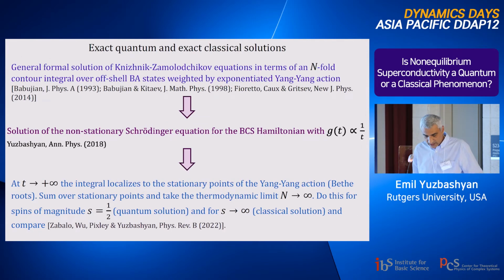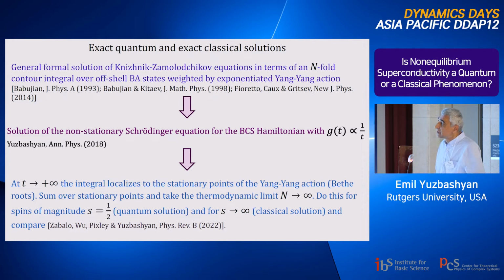So here is how we are able to solve this problem. The thing is that there is a general formal solution of the Knizhnik-Zamolodchikov equations. It is incredibly complicated, much more so than, for example, a Bethe ansatz for the one-dimensional Hubbard model. It is in terms of an n-fold contour integral over off-shell Bethe ansatz states weighted by something called the Yang-Yang action, and we weight by the exponentiated Yang-Yang action.